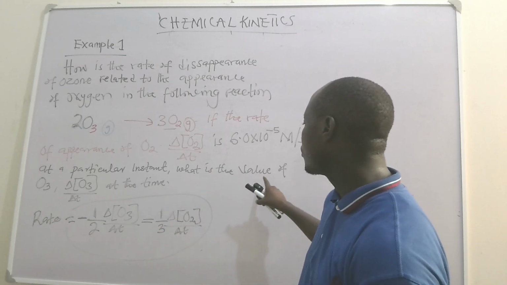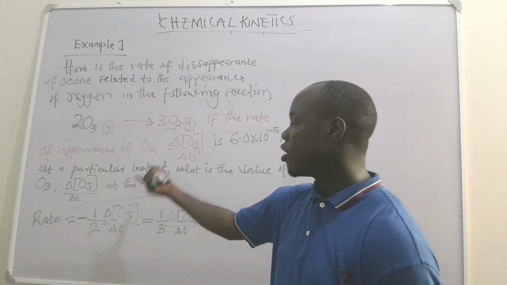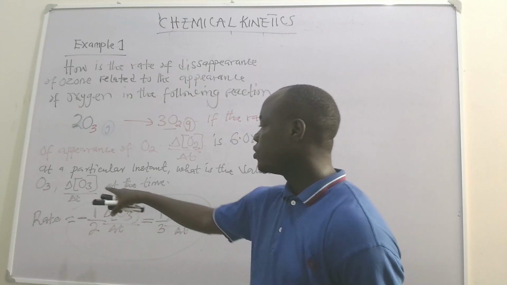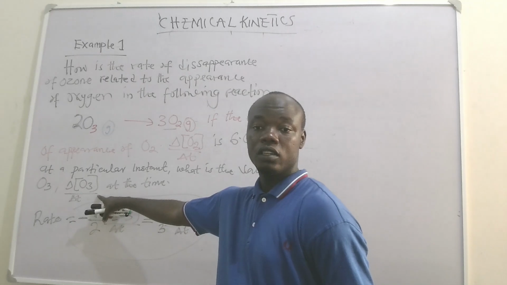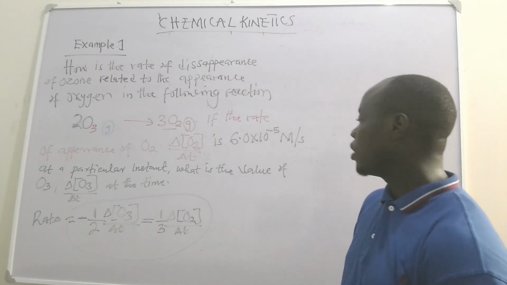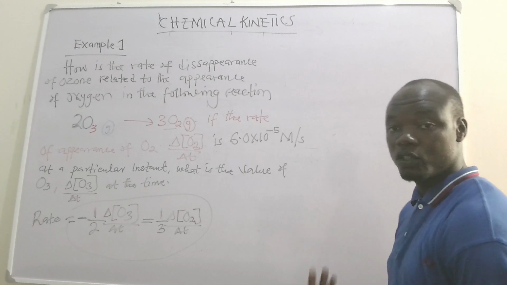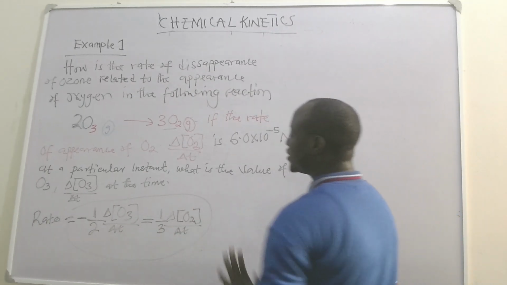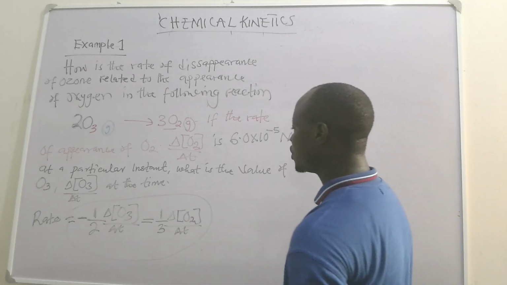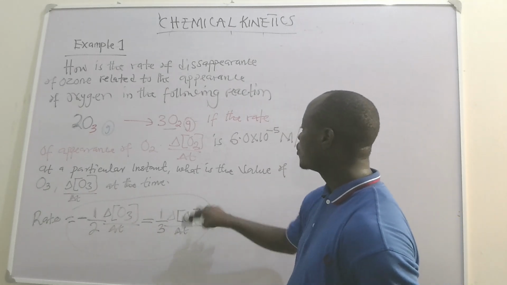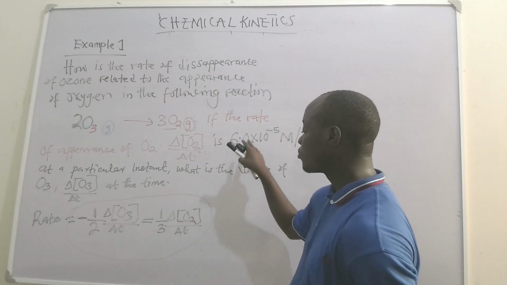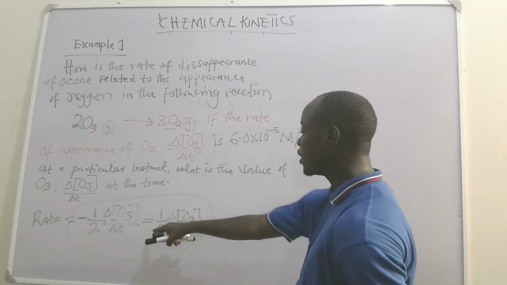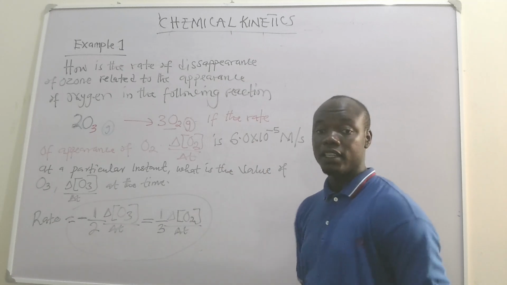So now what is the value of the rate of disappearance of ozone? It's simple. How are we going to measure it? We relate it with this equation. Since it is already given that the rate of the appearance of oxygen is 6.02, we are now going to use it and relate it with this equation to find that.